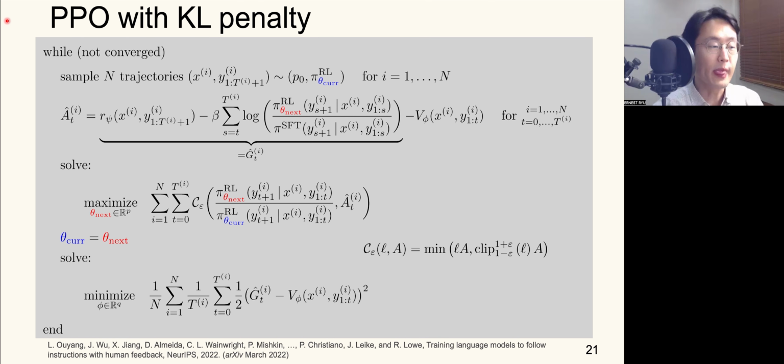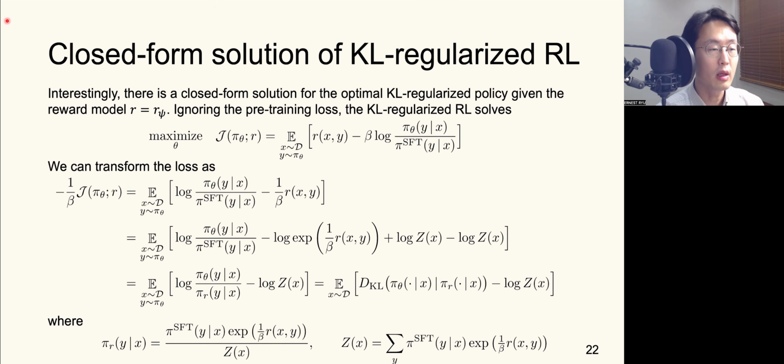But interestingly, within this algorithm, there's actually a simplification hiding in plain sight. The KL regularized RL actually has a closed form solution. Let's say we are given a certain reward model. The data has been collected, the reward model has been trained. Then, ignoring the pre-training loss, the KL regularized RL solves this optimization problem.